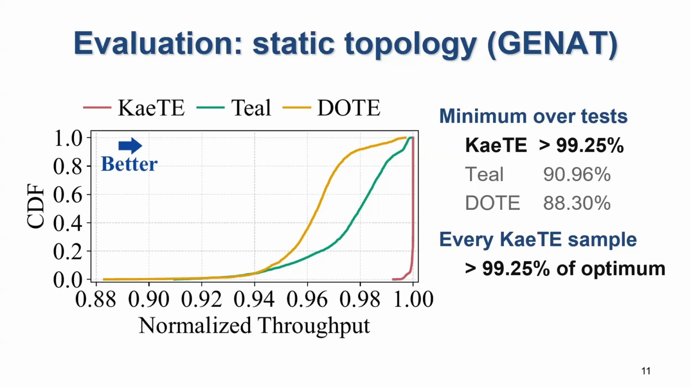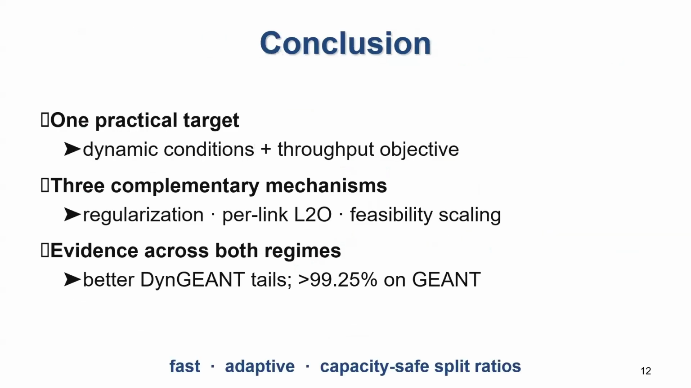To conclude, KaeTE targets a combination that practical neural TE has been missing: changing network conditions and a capacity-constrained throughput objective. Its contribution is the composition of three ideas: regularization for unique primal recovery, a shared link learned optimizer, and constraint-aware scaling for deployable outputs. The current results show stronger tails on unseen dynamic Gantt topologies and near-optimal performance on static Gantt. Thank you.